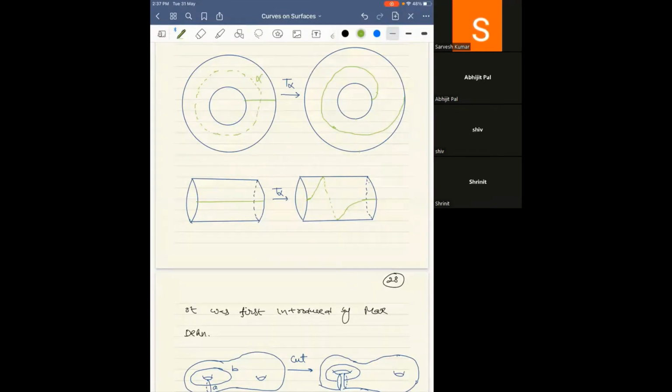And there is a convention also. Okay. So what is a left Dehn twist and a right Dehn twist? For example, this is a left Dehn twist. So you can take the inverse of this, that will be a right Dehn twist.